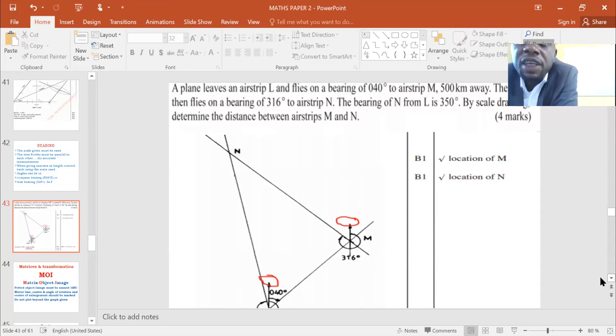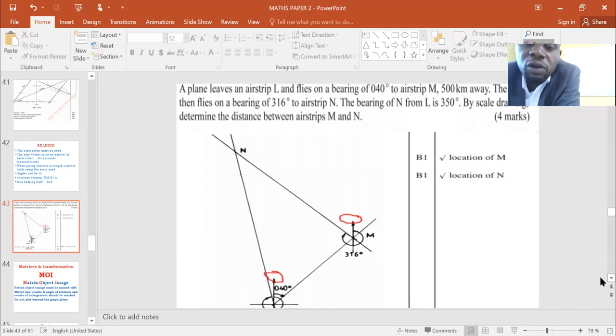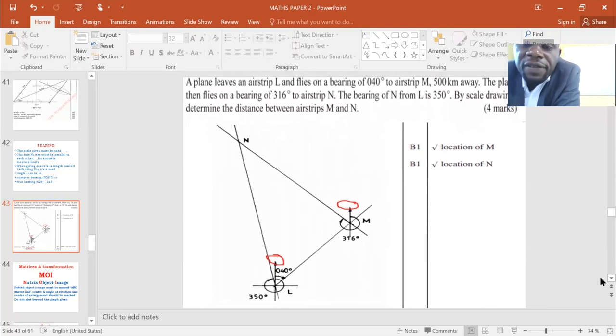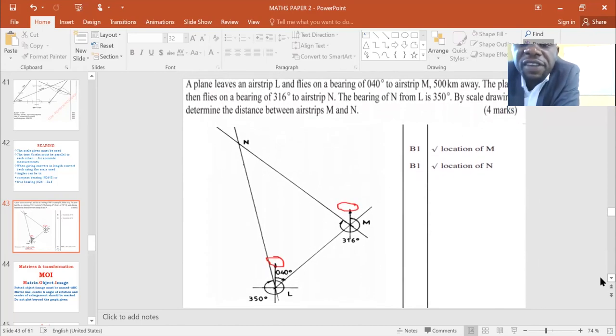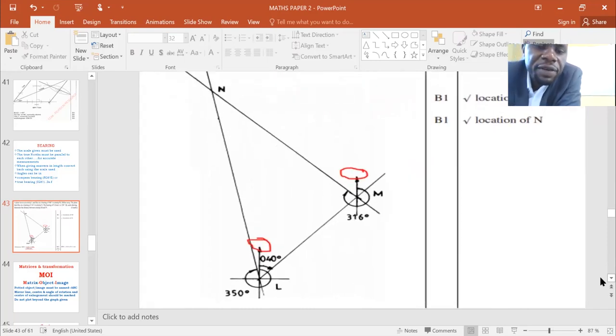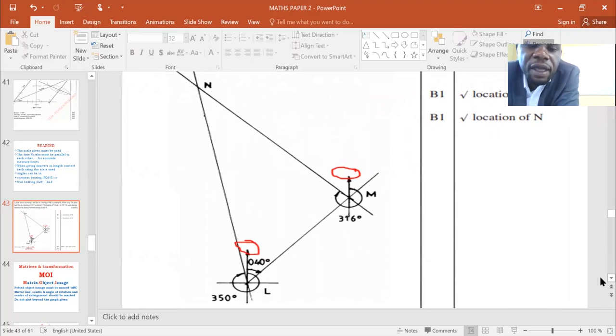In that particular question, you're not given any scale to use, but you must pick a suitable scale that can accommodate all those values and fit into the space that is left in that particular area. Not too small, not too big. So if we decide to use a scale of 1 centimeter to represent 100 kilometers, you can notice that at point L, I have a true north there. I've tried to circle it, the true north.